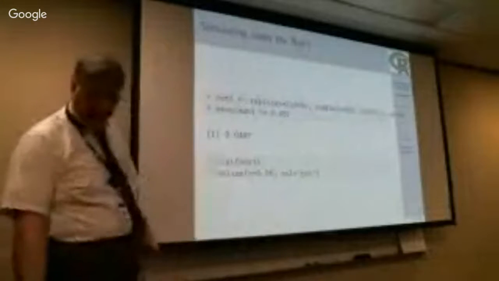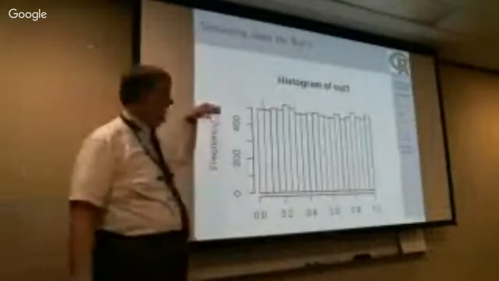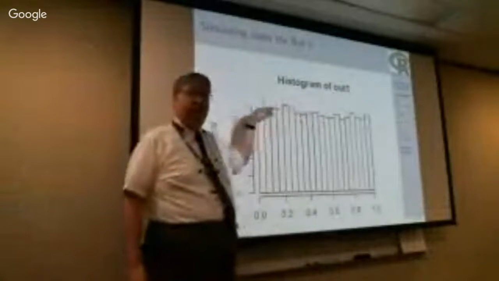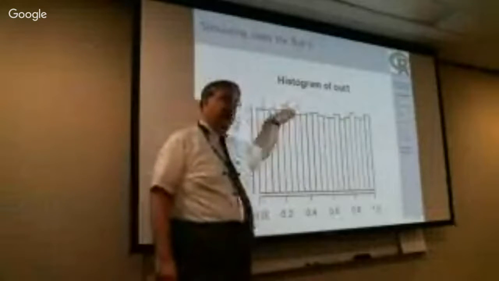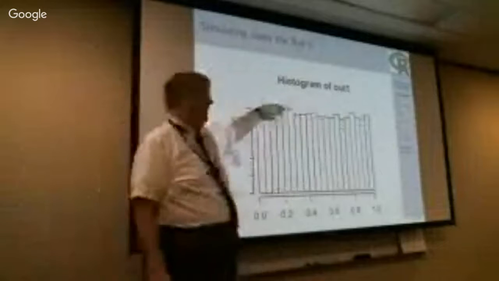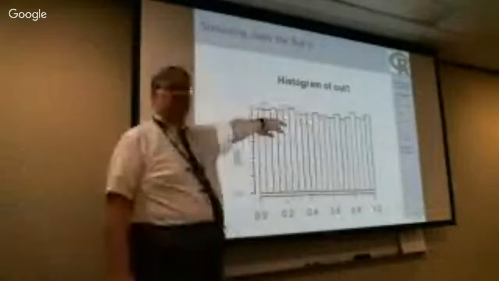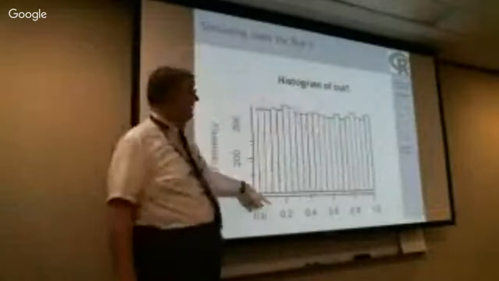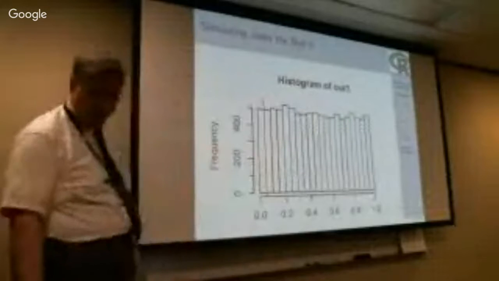Okay, I can also do a histogram to see that I get something that's fairly uniform. Under the null hypothesis, a histogram of p-values should be uniform. And then this is my 0.05 cutoff, just so I can see what that looks like.